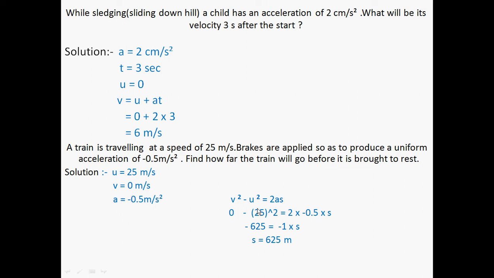So in this way students, we will apply the formula and put the various values in it. So v is equal to 0, u is 25, and a, acceleration, is minus 0.5, and the distance has to be found out. So the answer will come out to be 625 meter. Please remember that the body is retarding, so we'll put the acceleration as minus 0.5 meter per second square. Okay, so this was a bit of small concepts which I explained on the motion chapter.